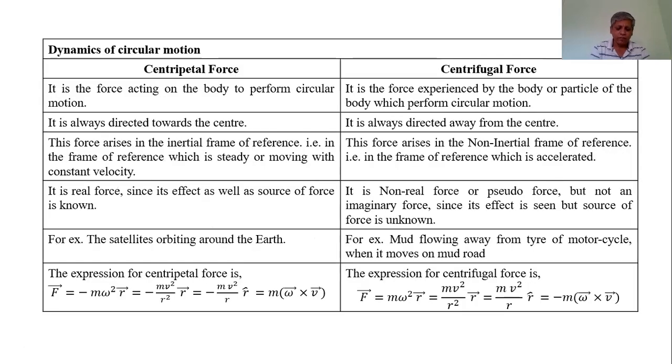The next topic is the dynamics of circular motion. Dynamics means we study the motion while considering the cause of that motion. In circular motion, it is possible due to the centripetal force. It is the force which acts on the body to perform circular motion about the axis, and the direction of that force is always directed towards the center. That is called the centripetal force. It is the force acting on the particles or the body.